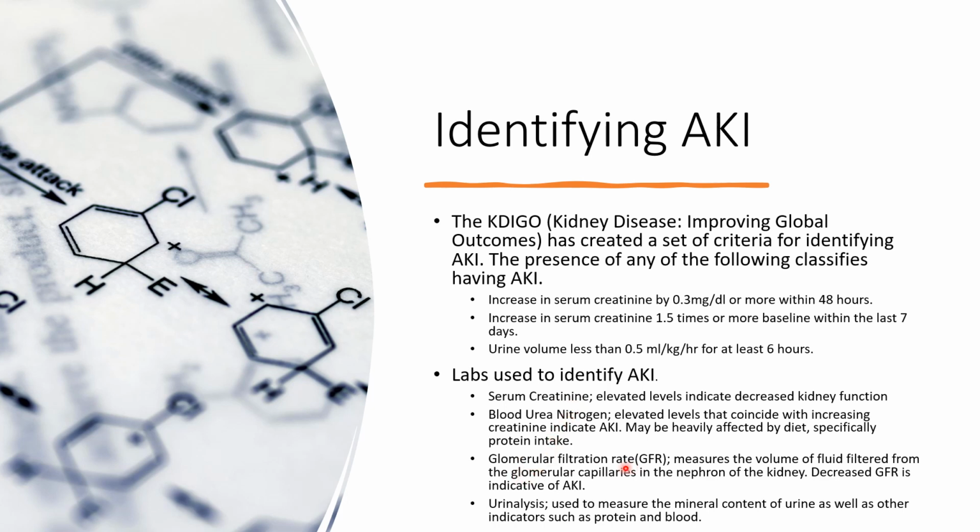Then you have GFR, or glomerular filtration rate. This measures the volume of fluid filtered by the glomerular capillaries in the nephron of the kidney. So decreased GFR is indicative of AKI. And lastly, you have urinalysis. So this can be used to measure mineral content of the urine as well as other indicators such as proteinuria, or blood in urine, hematuria.